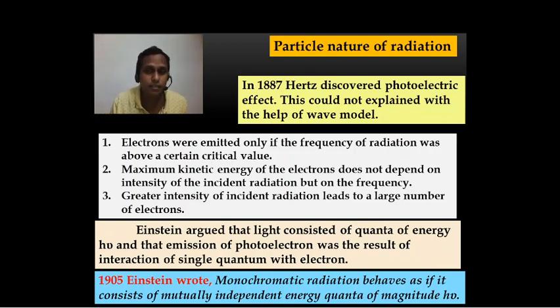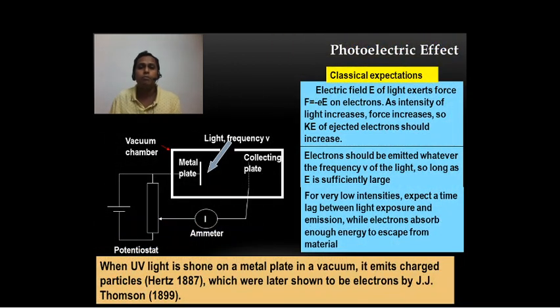This is Einstein's argument, and based on this, in 1905, Albert Einstein wrote, monochromatic radiation behaves as if it consists of mutually independent energy quanta of magnitude h nu. That's what he wrote in that research paper. Before explaining the photoelectric effect, I will just mention the classical expectation. This is the classical expectation, but it is not observed.